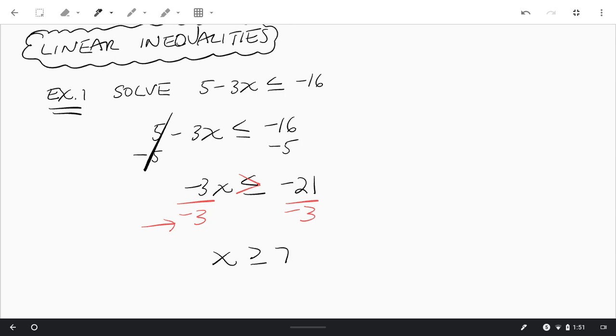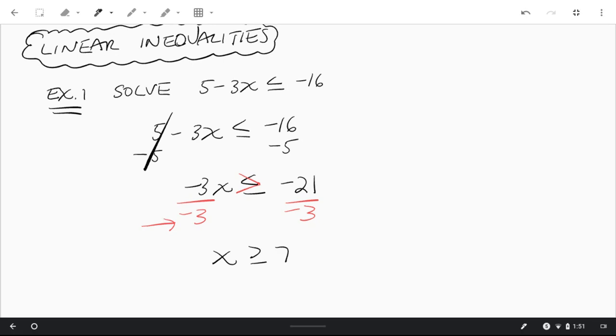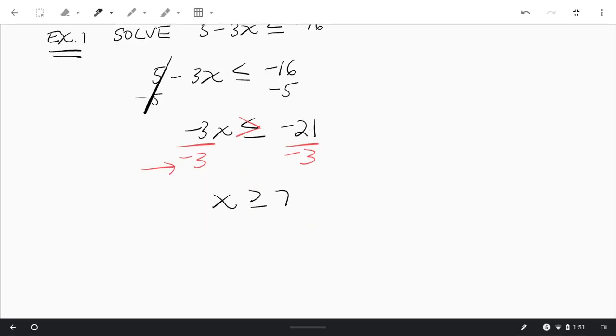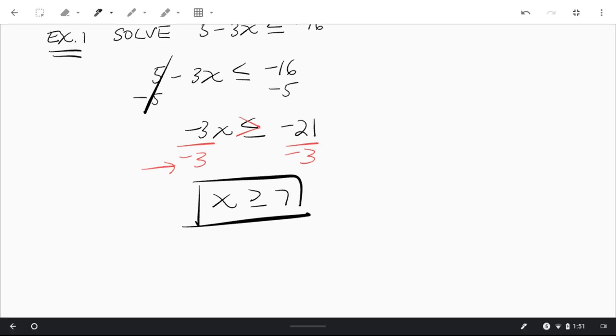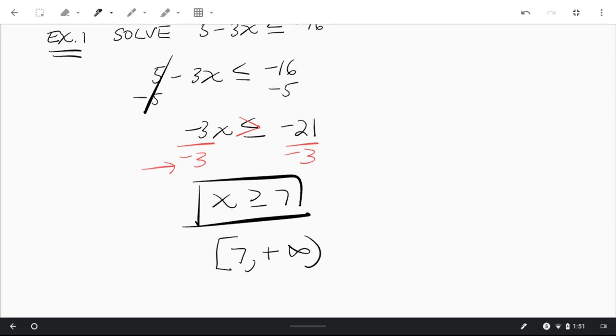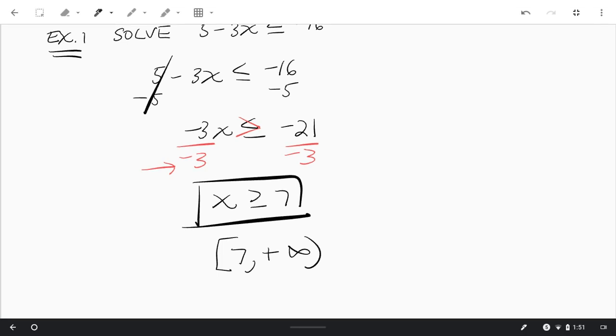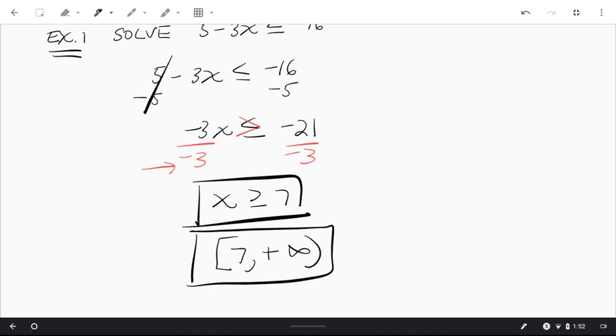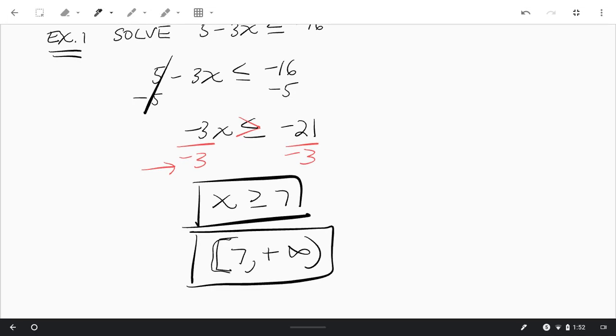Depending on the way WebAssign asks you to write the answer, this might be okay. Another way to write this is using interval notation. Greater than or equal to 7 is saying bracket 7 all the way to positive infinity. So this is also another way to write it. If it had said strictly greater than 7, then I wouldn't use this bracket here; I would use a parenthesis.